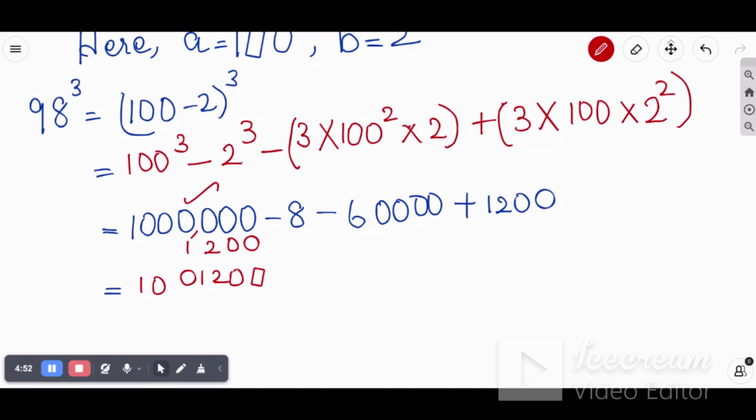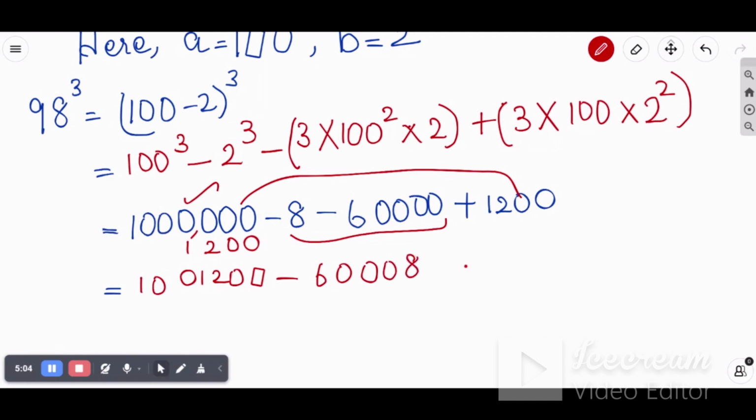So now next, what I have done is I have added these two. And then these two are left. These two are of the same sign. So put the minus sign and add it. So that will be 600 and the 0 and the 8. So now what you have to do is subtract these two. Let's write it down and subtract: 1000000 and 1200 minus 600008, 3 zeros and a 6.